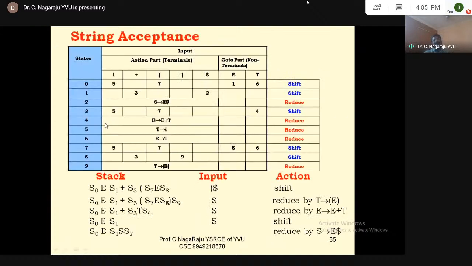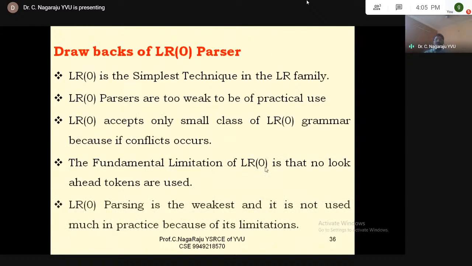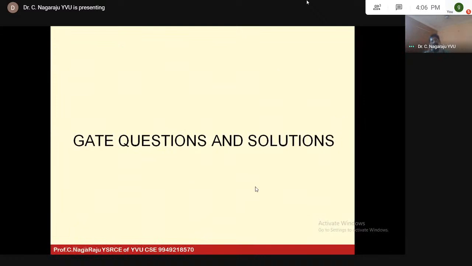Why do conflicts occur? It doesn't see any input symbol, but simply reduces based on the states. So instead of reducing the I productions, if you are reducing the plus productions, then conflicts may occur. Next, a fundamental limitation of LR0 is that no lookahead token is used. LR0 parsing is the weakest and it is not used much in practice. So these are the main things about LR0 parsers, right?